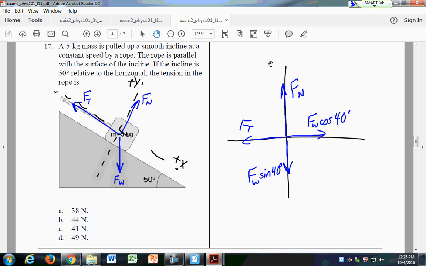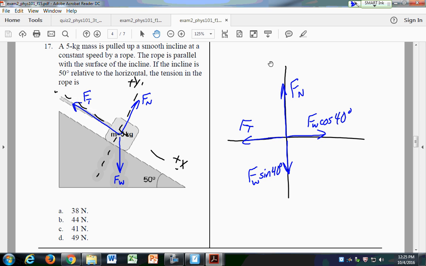So where did I get the 40 degrees? This is 50 degrees, so this angle right here is 40 degrees. You can sort of see that this is a triangle right here. If this is 50, this angle has to be 40. 90 minus 50. Always use this angle. It'll make your life a little bit easier when you're dealing with these. And then our x and y components are as we've been dealing with.